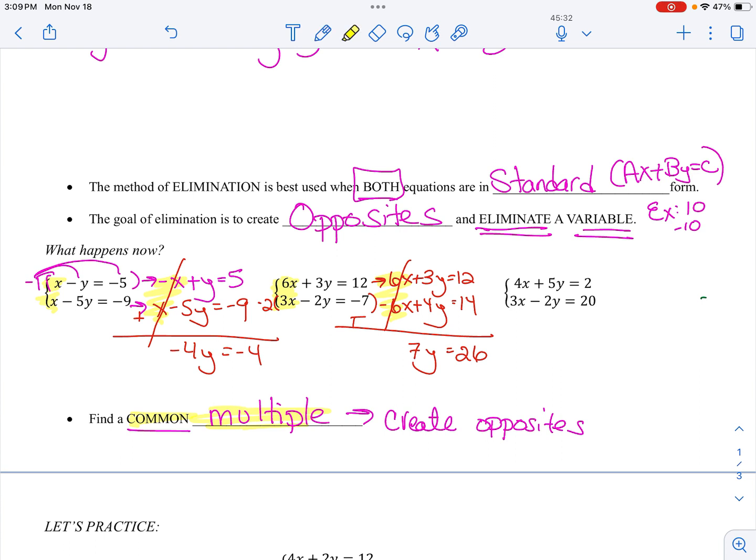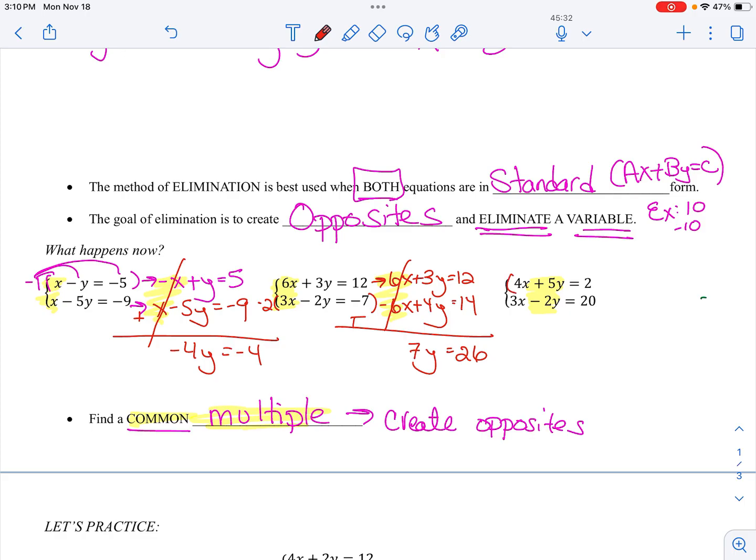Again, this next one, why don't we try eliminating the y's? I look, they're both in standard form. I don't have opposites. So this time, I don't know, I'm just going to attack this one. I want to make those numbers opposites. They are opposite signs, but they're not opposite numbers. Again, I find a common multiple. What do 5 and 2 both multiply to? They both multiply to 10.